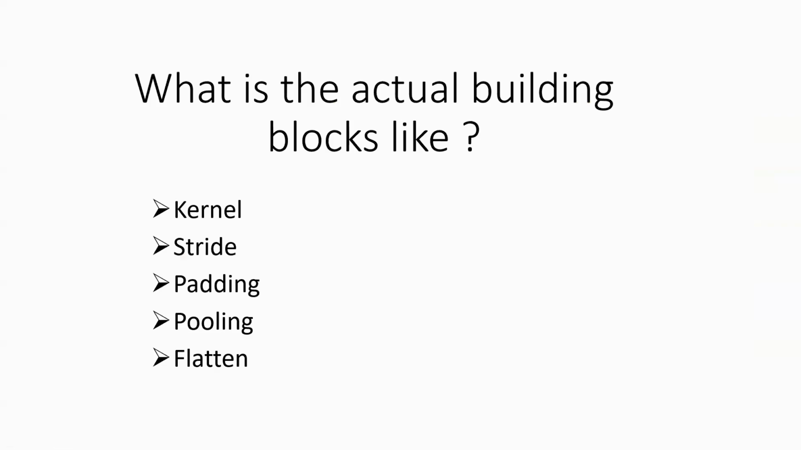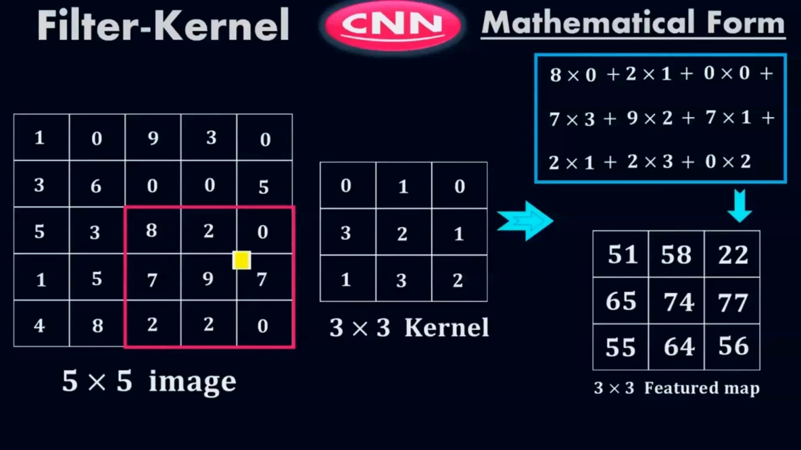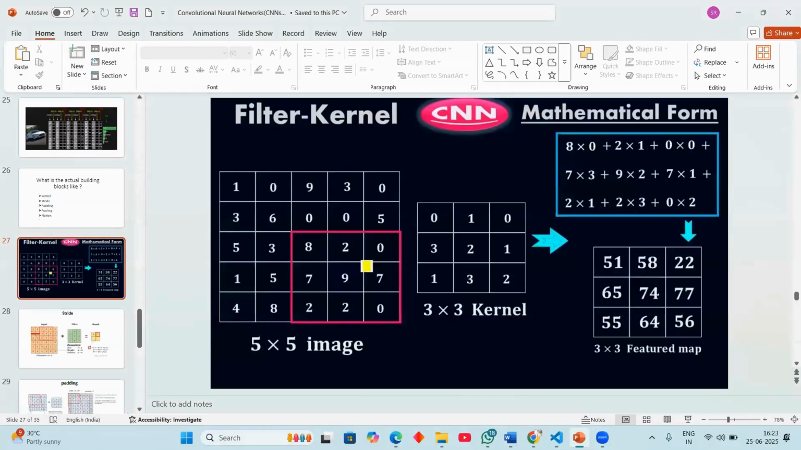So now we come to the main concept, the actual building blocks: kernel, stride, padding, pooling, and flatten, right? So what is a kernel? A kernel is nothing but, if you take a 5 into 5 matrix, you multiply it with a 3 into 3 kernel. Here we do it like this. If we take 109, 360, and 538, it is one matrix. Wait, I will explain in simple terms, so you may understand the matrices easily.